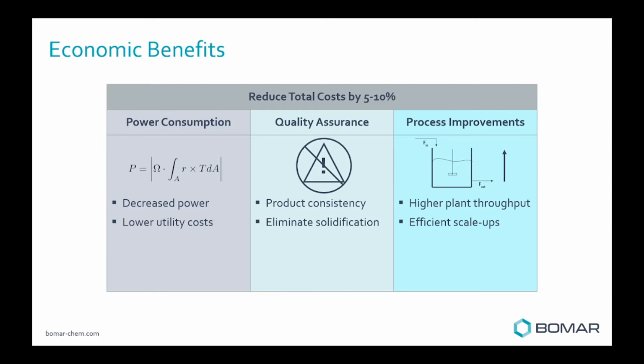This analysis will provide a myriad of economic benefits to this process. Our overall goal is to reduce the total cost by 5 to 10%, and this will be achieved through decreased power consumption, better quality assurance, and overall process improvements. In terms of power consumption, we know from the power draw equation that the power required for the motor is positively correlated with mixing speed. Through our analyses, we have shown how to optimize the trade-off between mixing speed and power consumption to reduce costs.